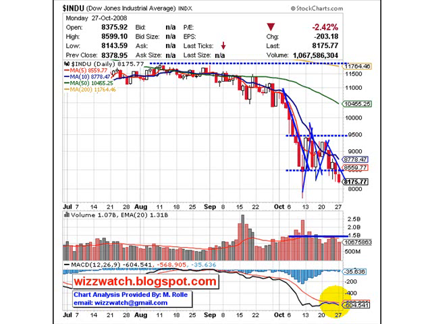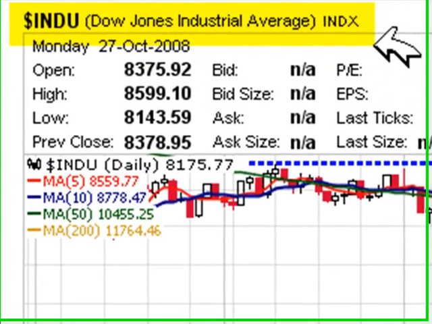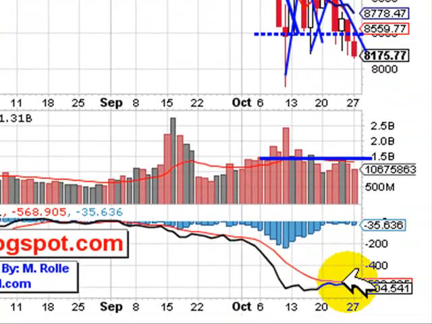Today is Monday, October 27, 2008, and I have a few charts that I would like to discuss with you today. The first chart is a chart of the Dow Jones Industrial Average, and if you have a close look at this chart, you will notice that the MACD divergence is currently on the downside and needs to cross to the upside in order for the Dow Jones to move a lot higher.